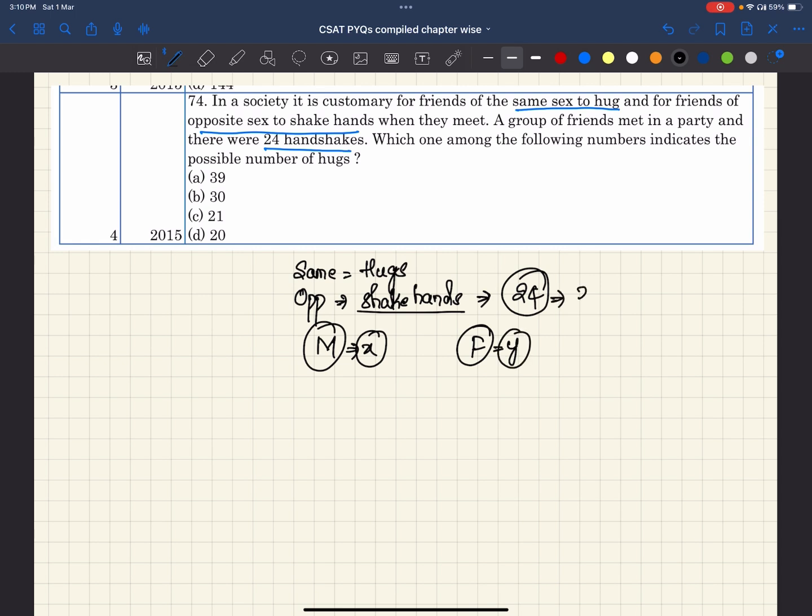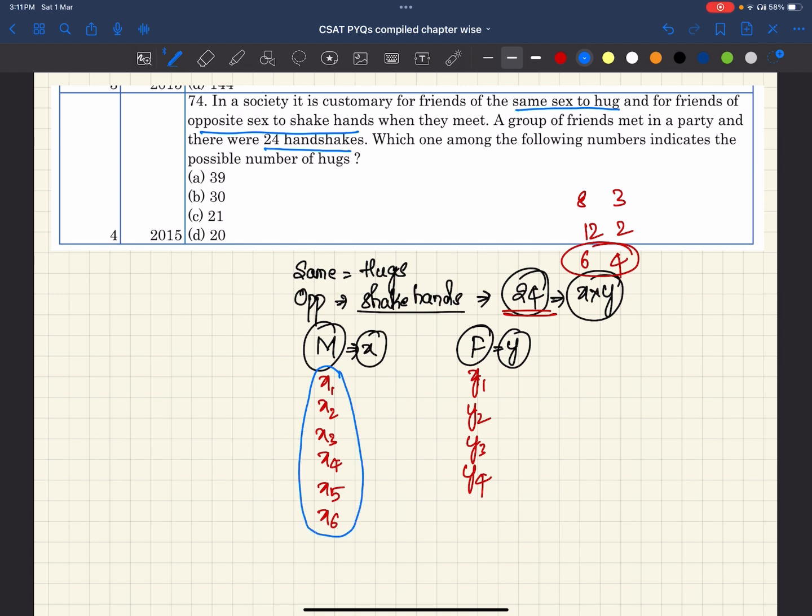X into Y. That means 24 is equal to X into Y. I'll take, there are 6 people in group 1 and 4 people in group 2. You can take anything. 12 into 2, right? 8 into 3, and taking, there are 6 male and 4 female, right? Because it is satisfying number of shake hands. That means, see, there are 6 people and each person will get 4 shake hands of opposite sex. For x1, 4 shake hands. For x2, 4 shake hands. Like all the 6 people, 4 shake hands, 24.